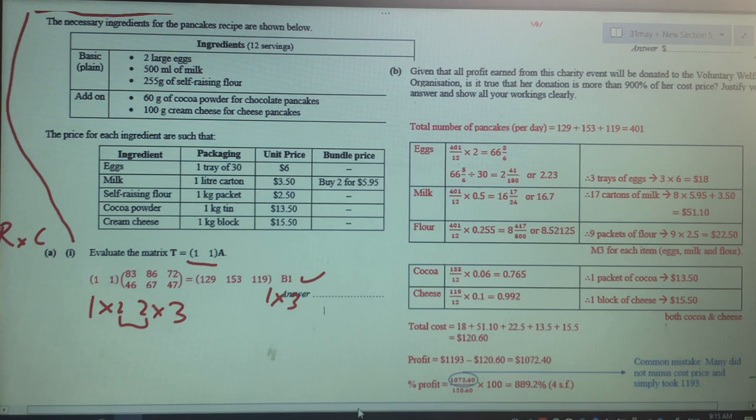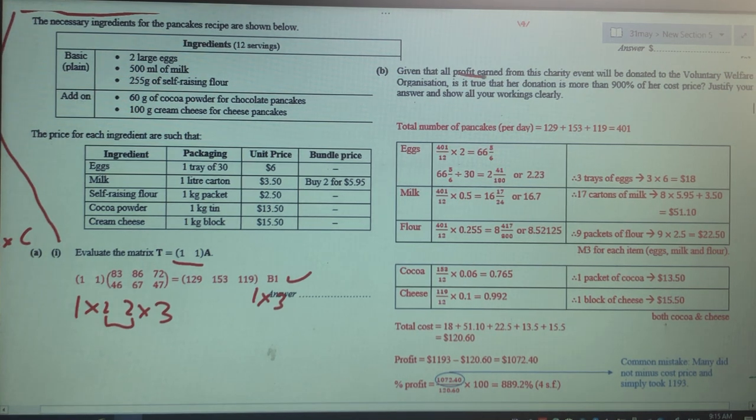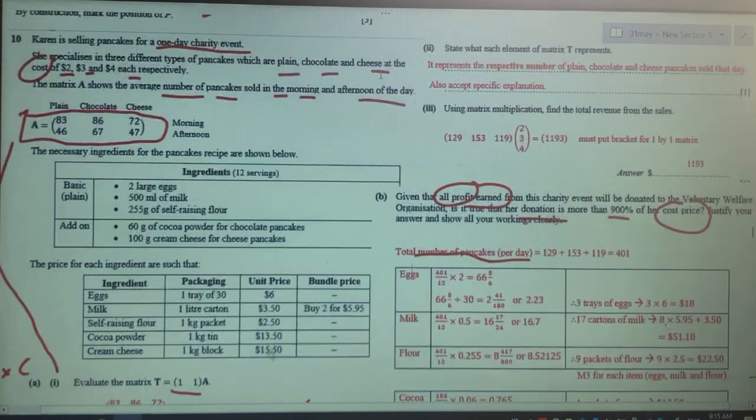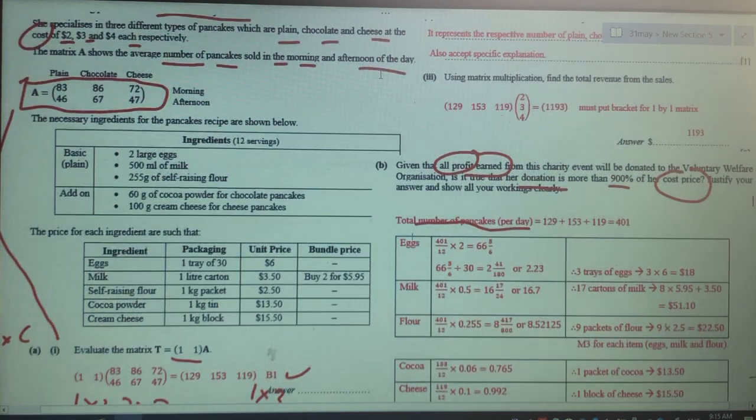Okay, then the next part is the irritating part, because they tell you that the profit earned from this will be donated to voluntary welfare. Is it true that the donation is more than 90% of the cost price? So you need to find the cost price. You need to find the profit earned, because the profit earned is the donation. So you need to see whether profit earned is more than 90%. So the number of cakes sold per day, you have to find first.